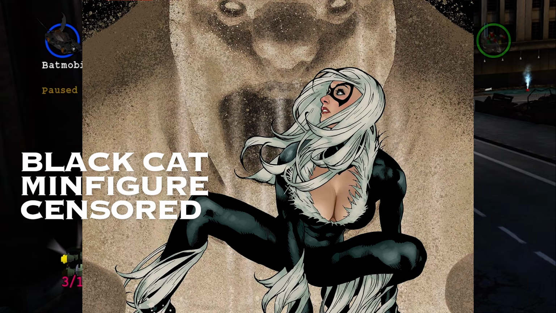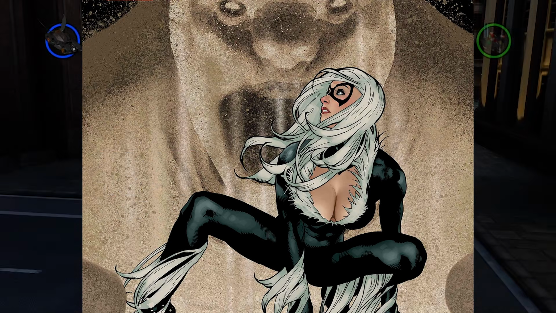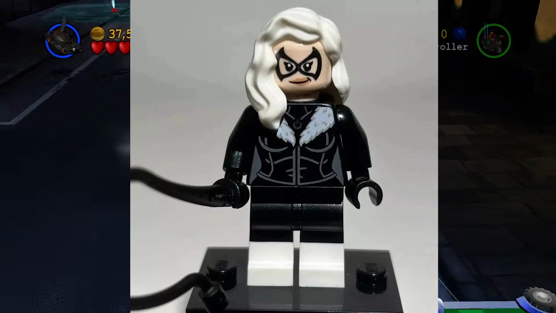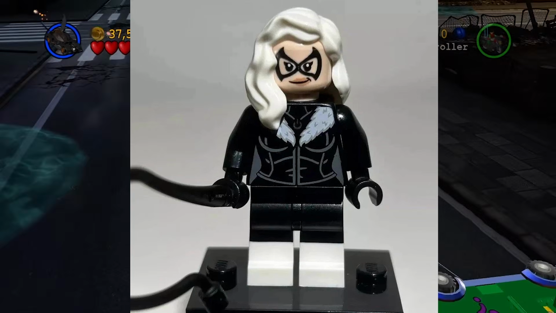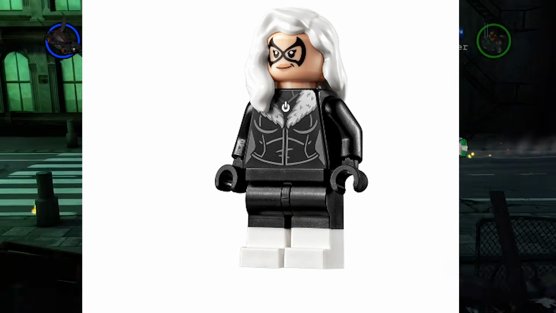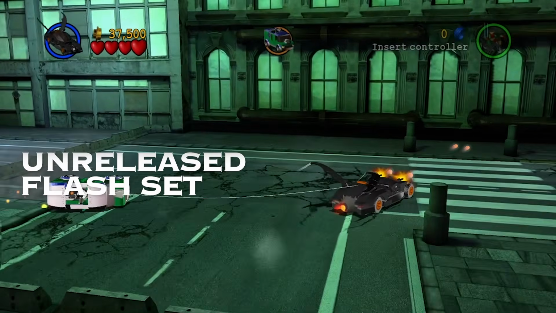Black Cat minifigure censored. Black Cat's design in the comics is a bit racy, to put it one way. If you compare that to her minifigure from the Daily Bugle set, you can spot the difference pretty quickly. It's pretty clear that LEGO quote-unquote censored the Black Cat minifigure, as it is a family-friendly company and product that they're selling.